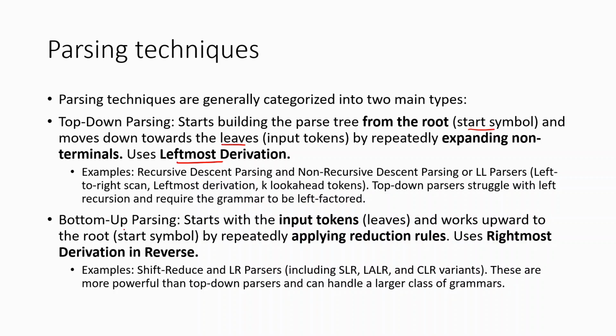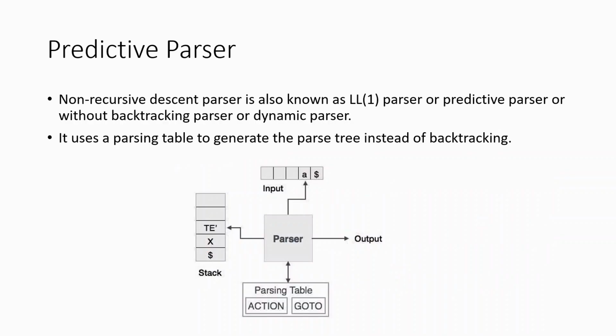Next is the bottom-up parsing, which starts from the input tokens, that is from the leaves. It moves upward to the root or the start symbol. By applying the reduction rule, it will reach the root node. And it uses the rightmost derivation in reverse order. The examples are shift-reduce and the LR parsers.